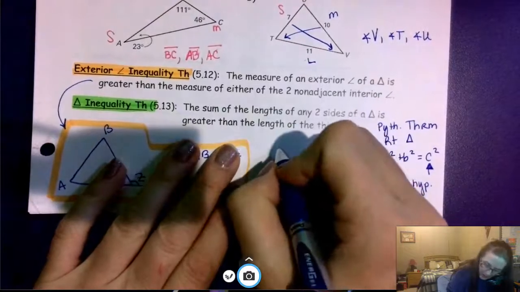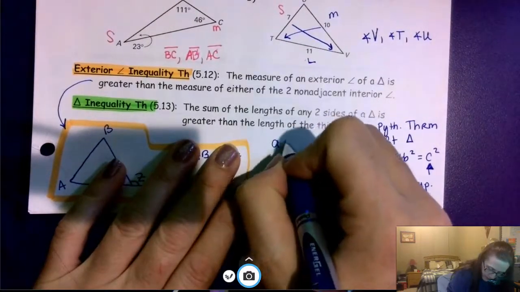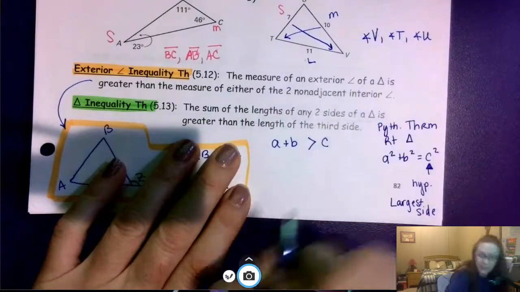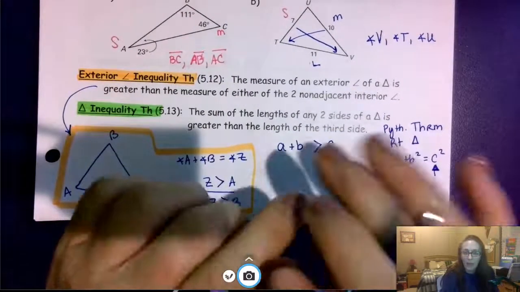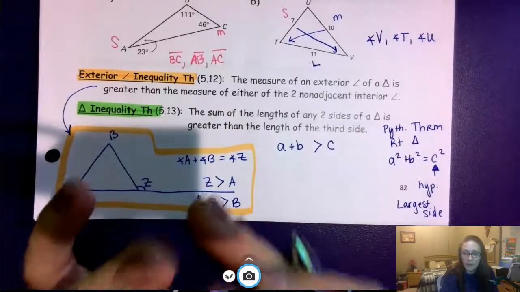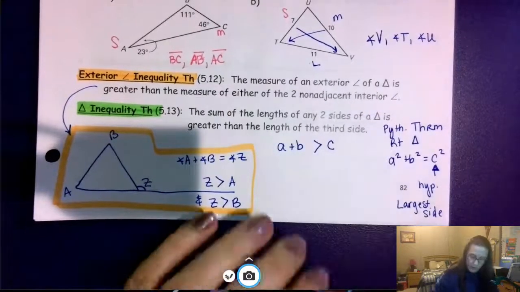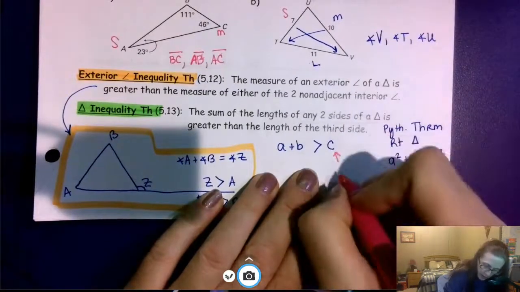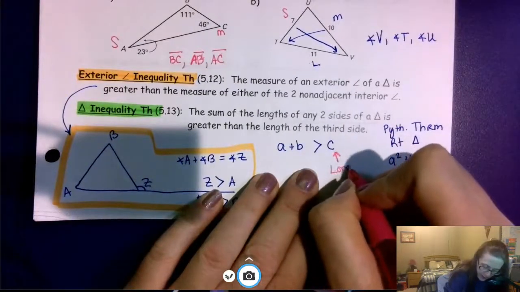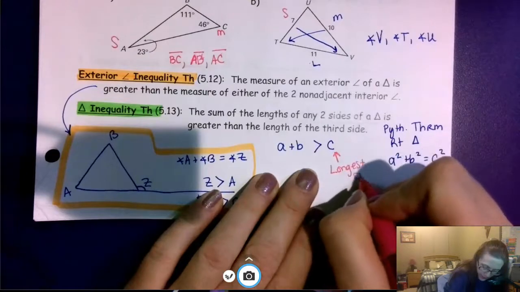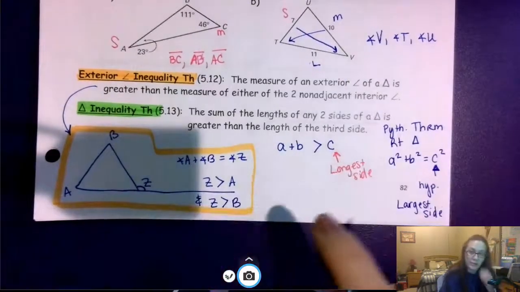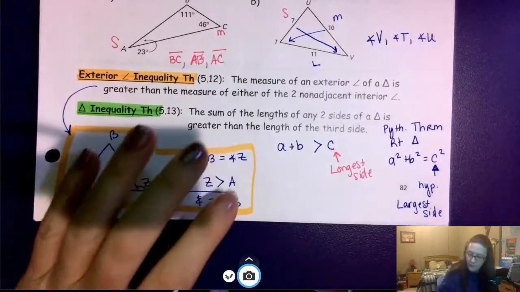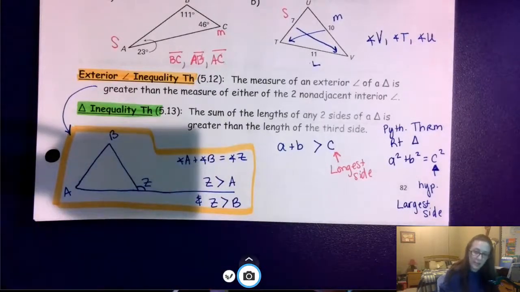I'm going to say A plus B has to be greater than C. Now, the only way that this is going to work is if you make sure that C is always your largest or longest side. And as long as that's true, this is going to work for you. This is a pretty big deal. This is going to come up a lot.